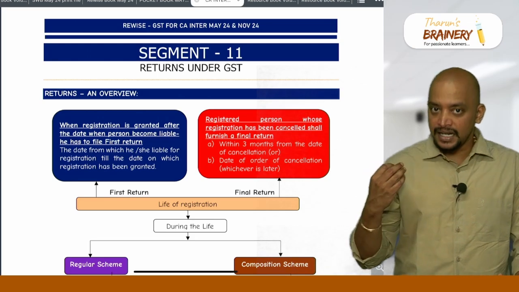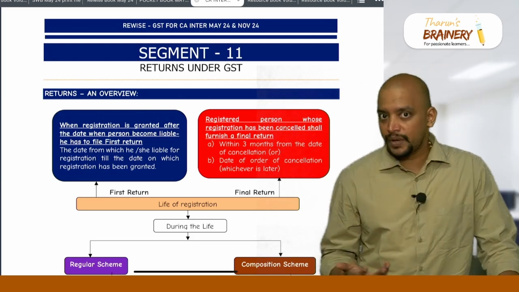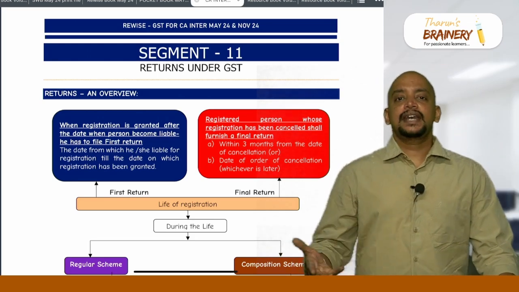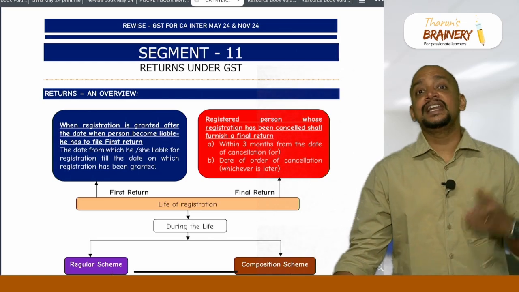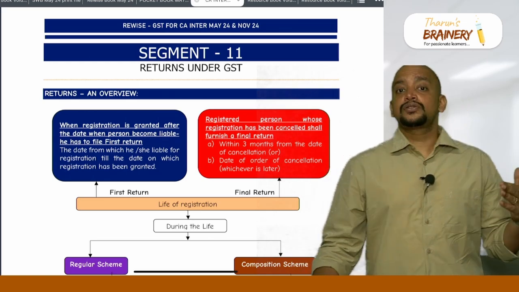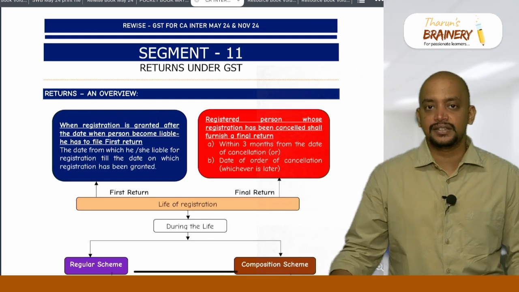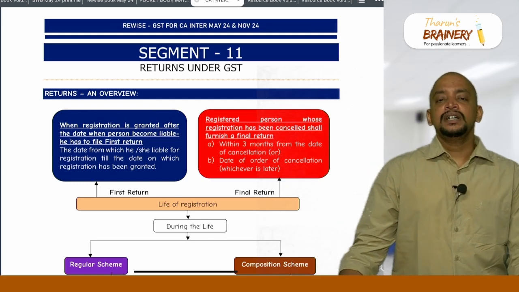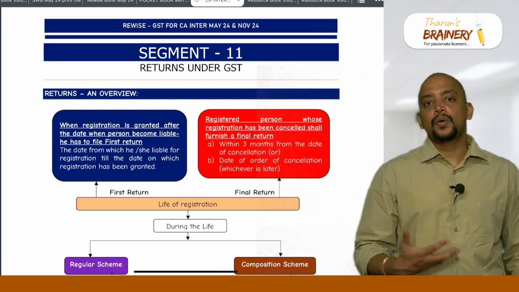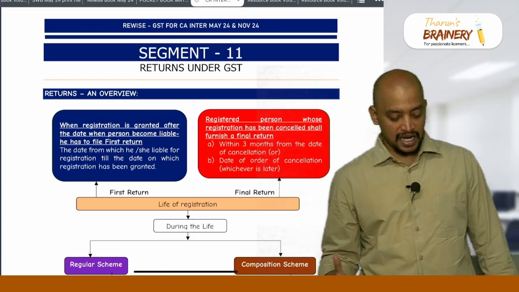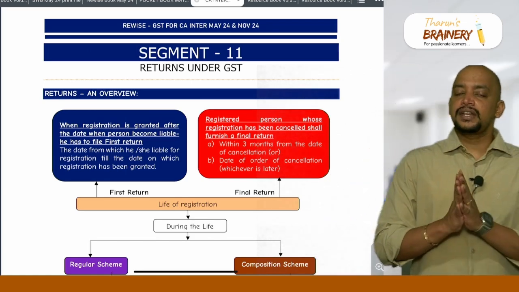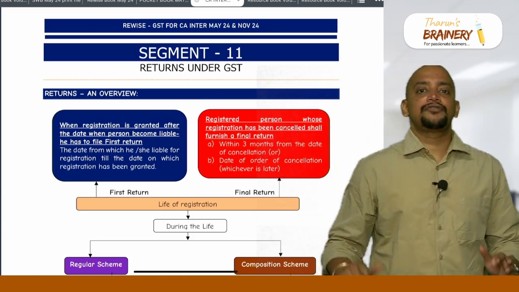So what is the number of the return, who is required to file, and what is the due date. And the second aspect you need to know is the late fee. So if that return is not filed by the due date, what will be the consequences, that is, what is the late fee. And then we have something called QRMP, the quarterly return and monthly payment scheme. First we will see the various returns and the due date of filing each return.